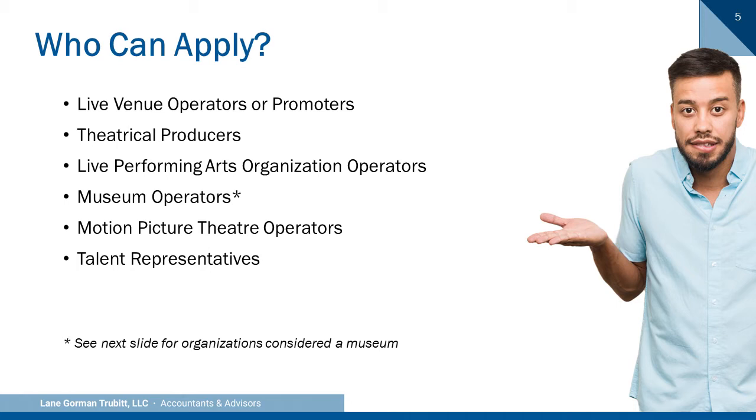There are 6 different types of entities that SBA has come out with. They are your live venue operators and promoters, theatrical producers, live performing arts organization operators, museum operators, and I'll talk more about the museum operators in the next slide, as there are various different organizations that fall under this category. And your last 2 categories are your motion picture theater operators and talent representatives.